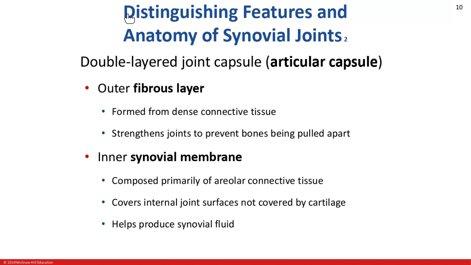All right, so let's start off. Since we are talking about synovial joints, we have to talk about the capsule. So we have this double-layered joint capsule. Periosteum has two layers, so why can't our synovial capsule? The outer fibrous layer is going to be made up of that dense connective tissue. And so this is going to add stability to the joint and prevents us from pulling the bones apart.